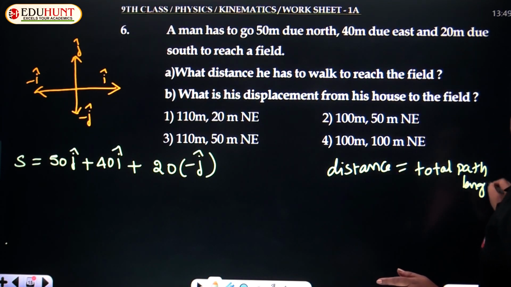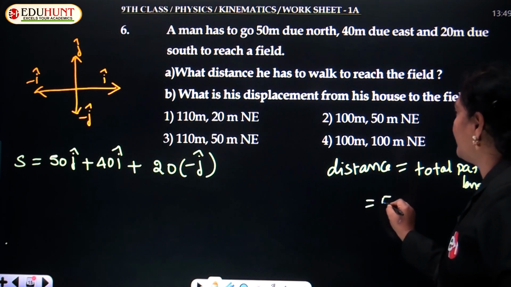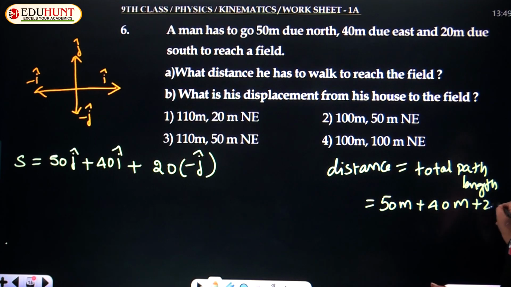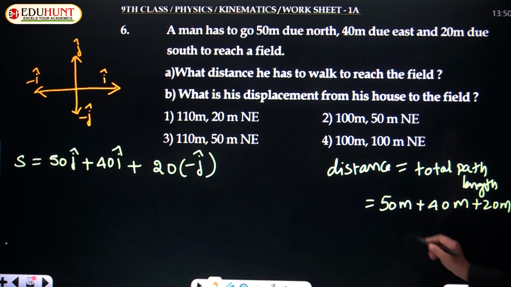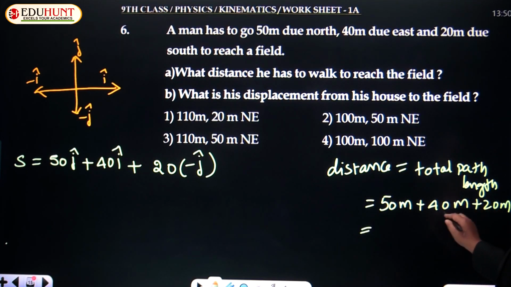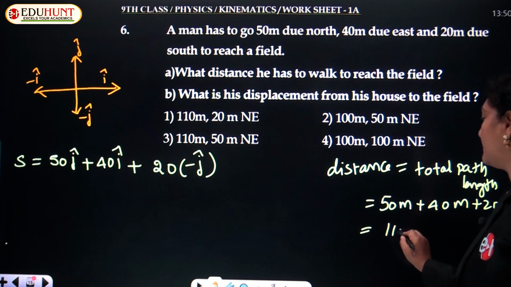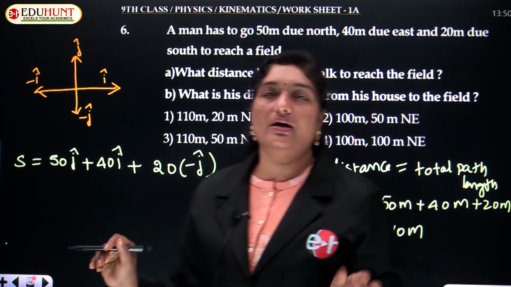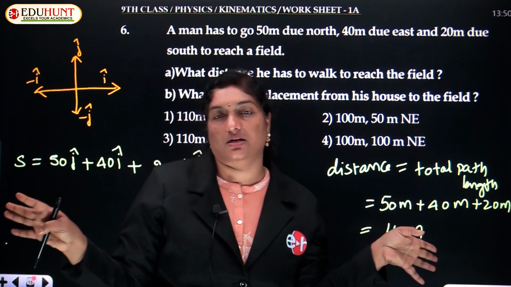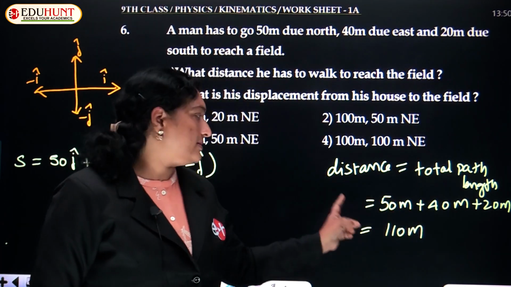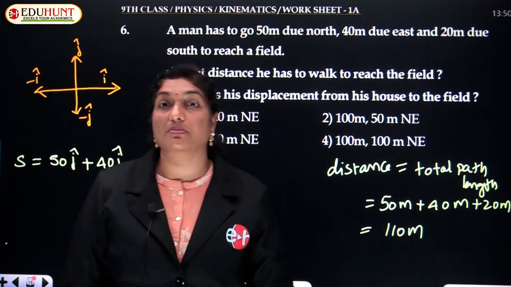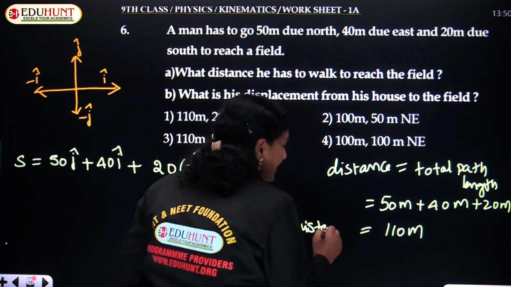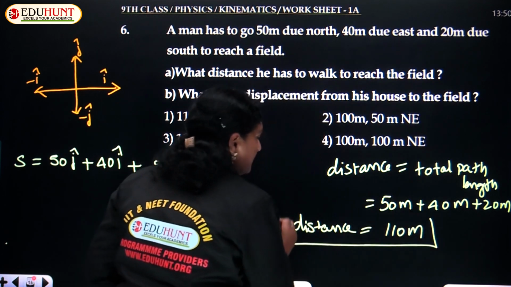So what is the path length covered? Initially he moved 50 meters, later he moved 40 meters, and finally he covered 20 meters. So 50 plus 40 plus 20 is 90 plus 20, it is 110 meters. The total path length covered by the body, whatever be the direction, indicates your distance. Hence, the total distance covered by the body is found to be 110 meters. Distance covered by the body is only 110 meters.